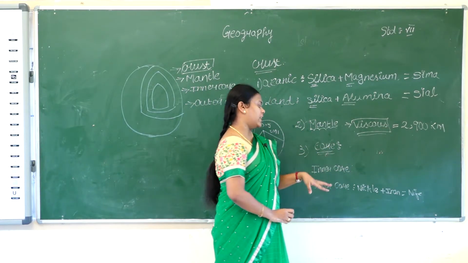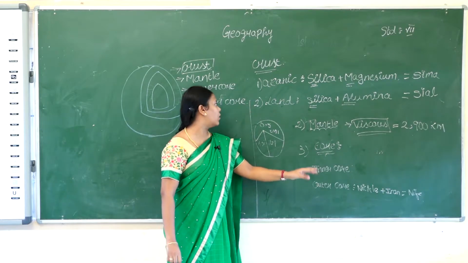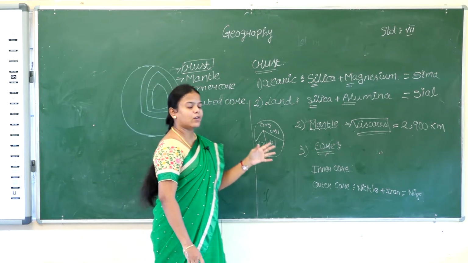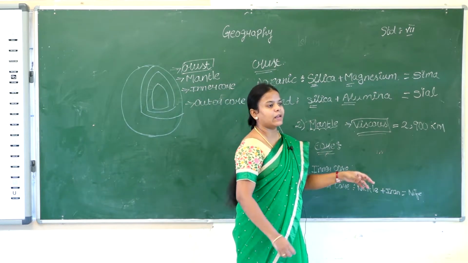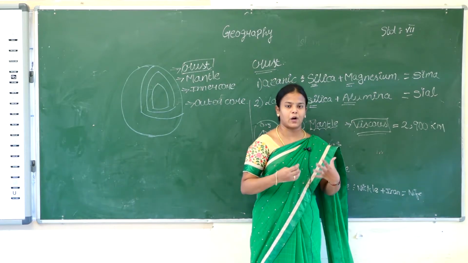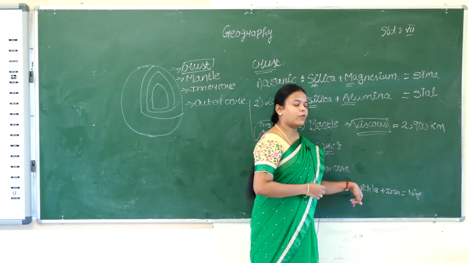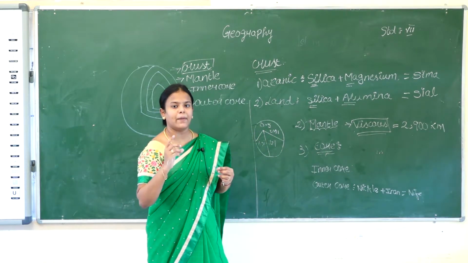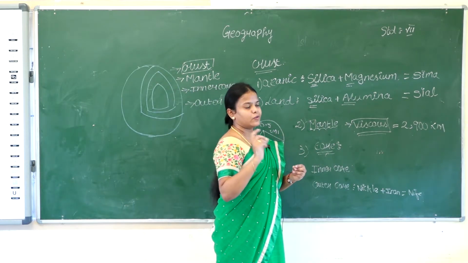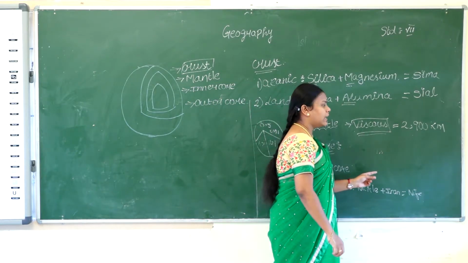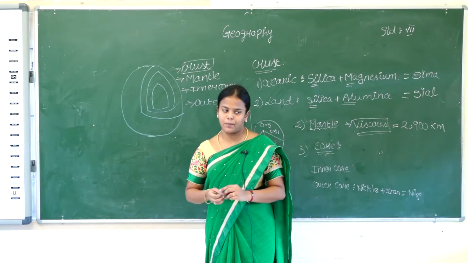Next we are going to see about the last layer, that is the core: inner core and outer core. The inner core is in the form of solid, and the outer core is in the form of liquid. The outer core is known for nickel plus iron, the components are nickel plus iron, so it forms NIFE.